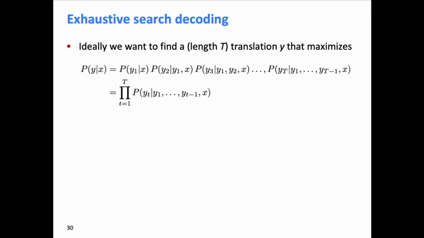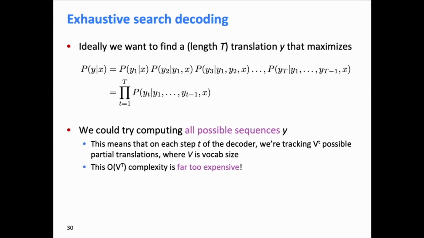So if you did want to do exhaustive search and search through the space of all possible French translations, then you would be, again, trying to consider which Y maximizes this product of all of these individual probability distributions. So as before, if you try to do this, then on each step T of the decoder, you're going to be having to track V to the power of T possible partial translations, where V is your vocabulary size. Here, when I say partial translation, I just mean half of a sentence so far or something like that. So of course, this exponential in V complexity is just far too expensive.